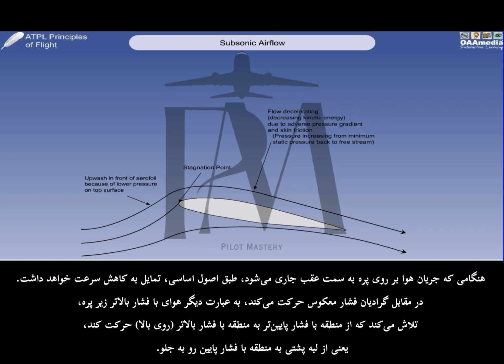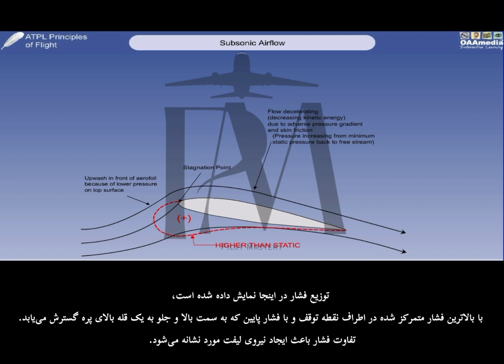As the air flows back over the aerofoil, it will tend to slow down in accordance with the basic principles, flowing against the adverse pressure gradient as the higher pressure air below the aerofoil tries to go from high to low pressure, that is, forward from the trailing edge to the low pressure area on top. The pressure distribution is shown here, with the highest pressure concentrated around the stagnation point and the low pressure extending up and forward to a peak above the aerofoil, with the pressure differential creating the lift force indicated.